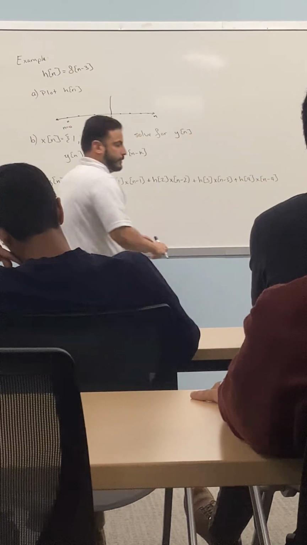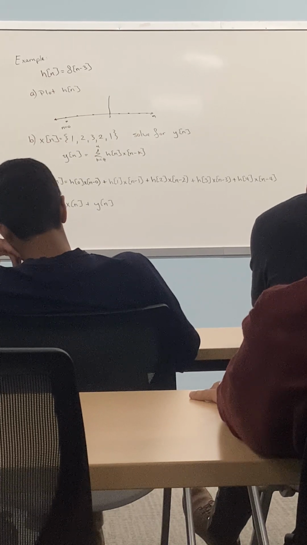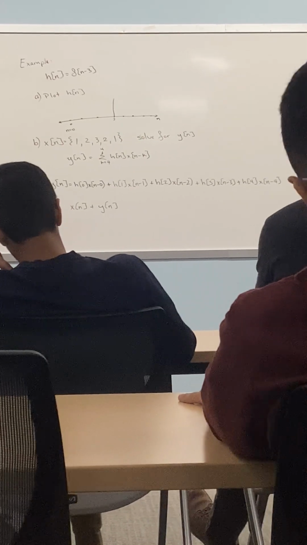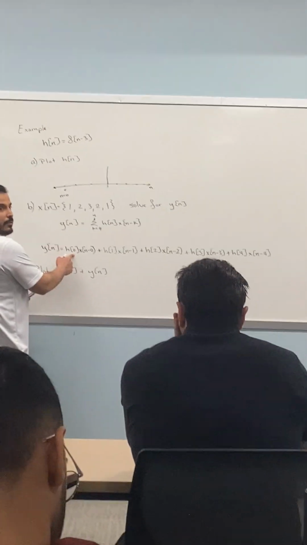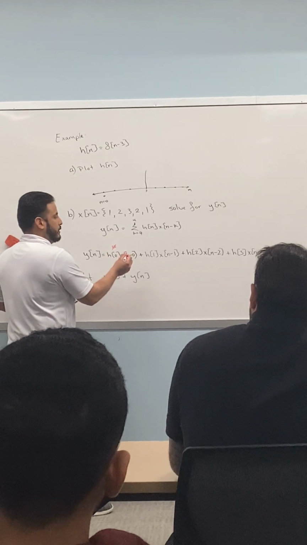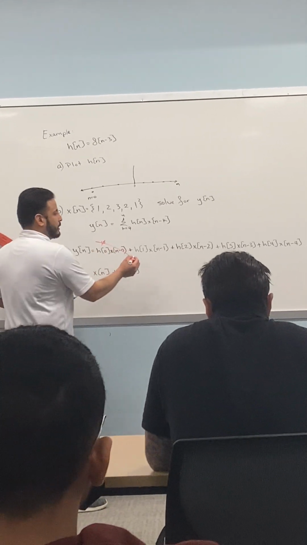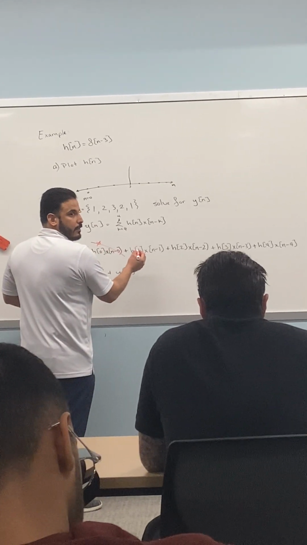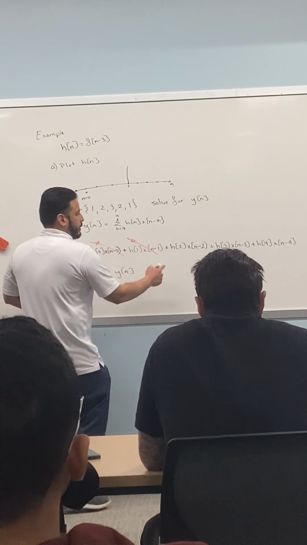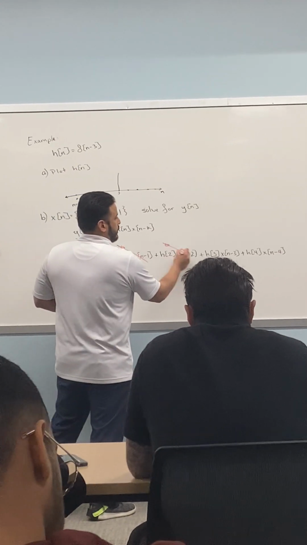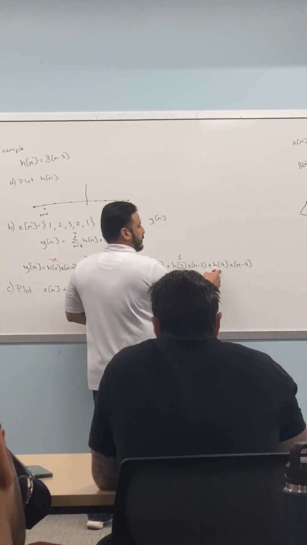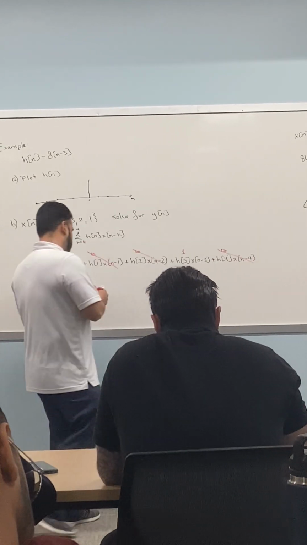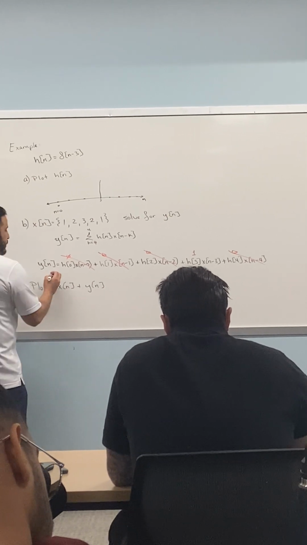Okay. I'll ask again. For which values is h of n not zero? So what's h of zero? Zero. Anything times zero? Nothing. What's h of one? Zero. H of two? Zero. H of three? One. H of four? Zero. So what's our y of n?